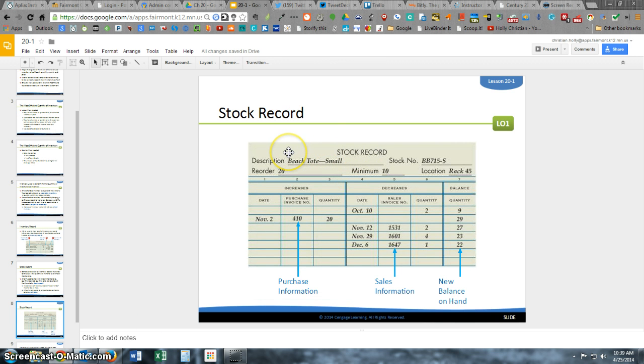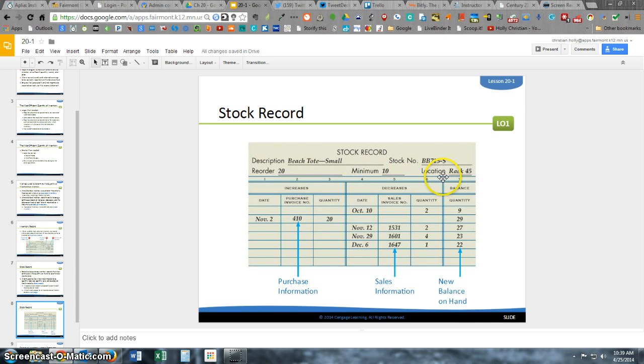Right here is my beach tote stock record. Notice my stock number is on here, my reorder number. So I know, or the computer system knows, or the ordering operator knows, when I get to 20 or below, it's time to reorder those beach totes. Or excuse me, I'm sorry, I messed up. Let me say that again. I am going to reorder 20 at a time when I get to a minimum of 10.